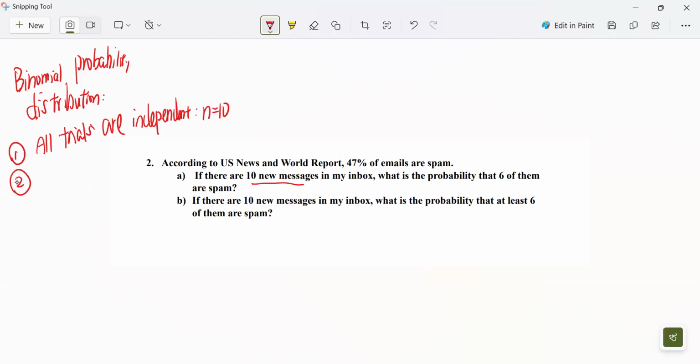Secondly, we have outcomes in two categories: either spam email or non-spam. And spam is what we consider a success event, and then non-spam would be the failure event.